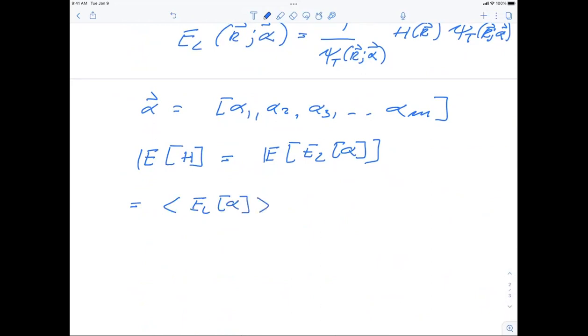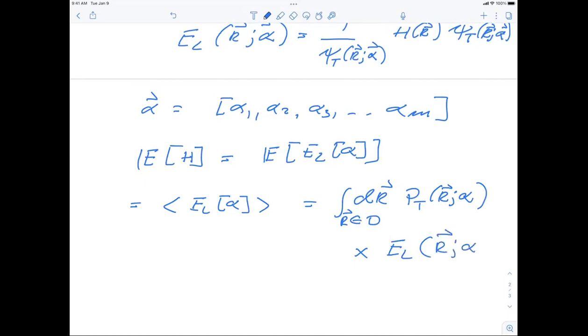And it's easy to see that this can be rewritten in the way we want to deal with things from a statistical point of view. So we have the domain here, and then we have this trial probability P of R and alpha, and this is multiplied with the new operator which we have defined, this local energy. And this is essentially what we are going to look at here. We're going to evaluate this integral using Monte Carlo methods.